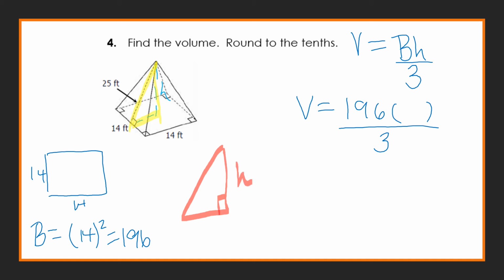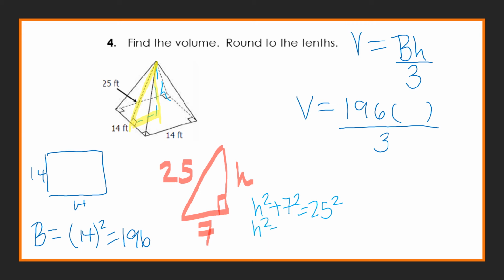We don't know the height. We know the slant height is 25, and we can determine the other leg because it's a square, so the length is going to get cut in half, which makes it 7. So how can we find the height of the pyramid? We can use the Pythagorean theorem. So h squared plus 7 squared equals 25 squared.